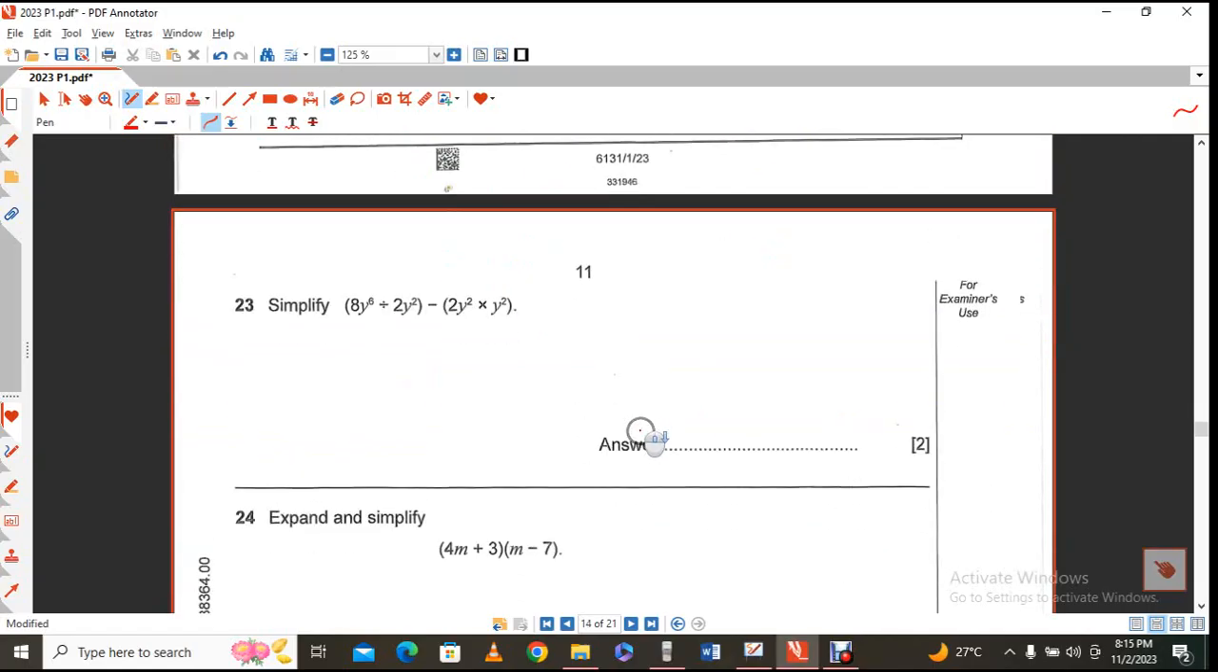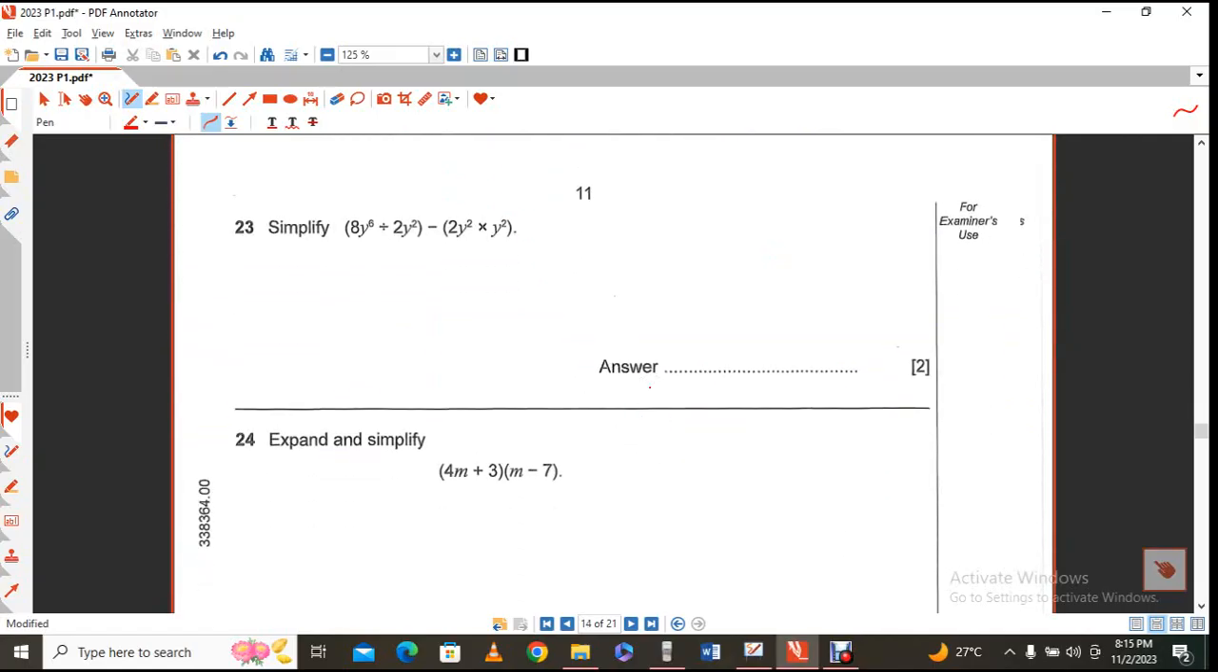Right, that brings me to question 23. They say simplify. So let's do the bracket here. 2 into 8, that is 4. Y to the power 6 divided by y to the power 4, you subtract the indices, it's y to the power 4. Minus, if you multiply here, you have 2y to the power 4. Y squared times y squared, you add the indices. So now you have like terms where you're only going to subtract the coefficients together.